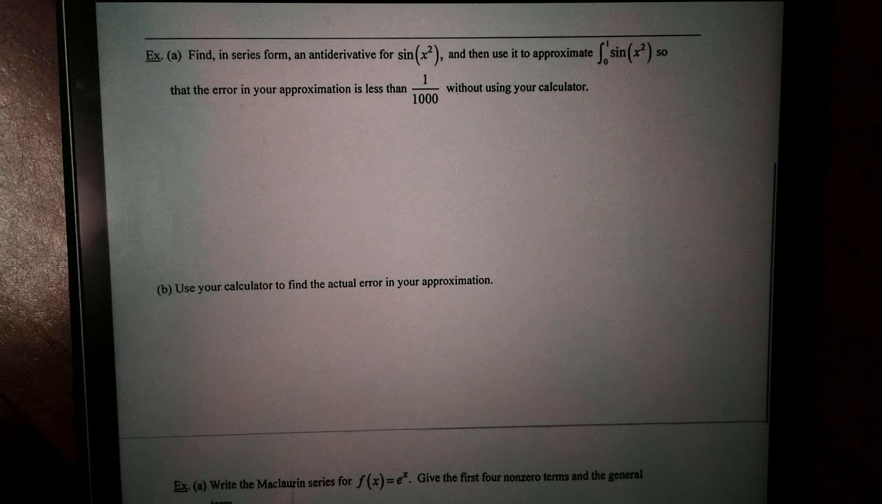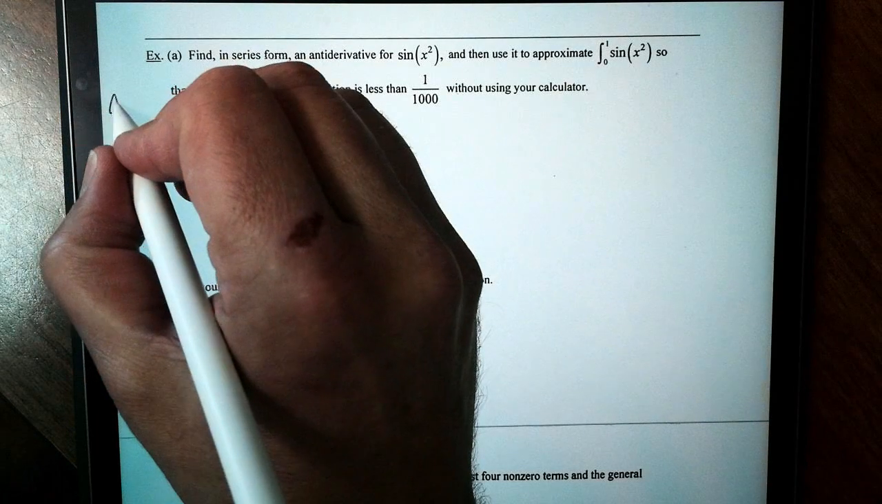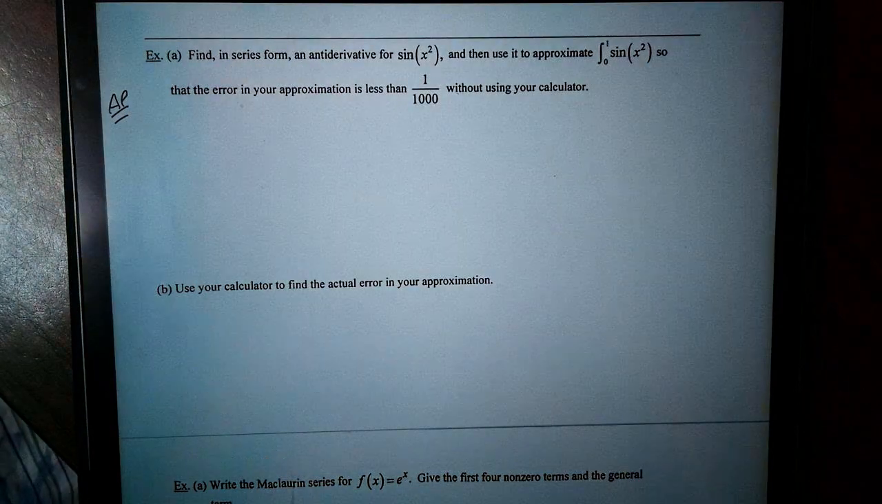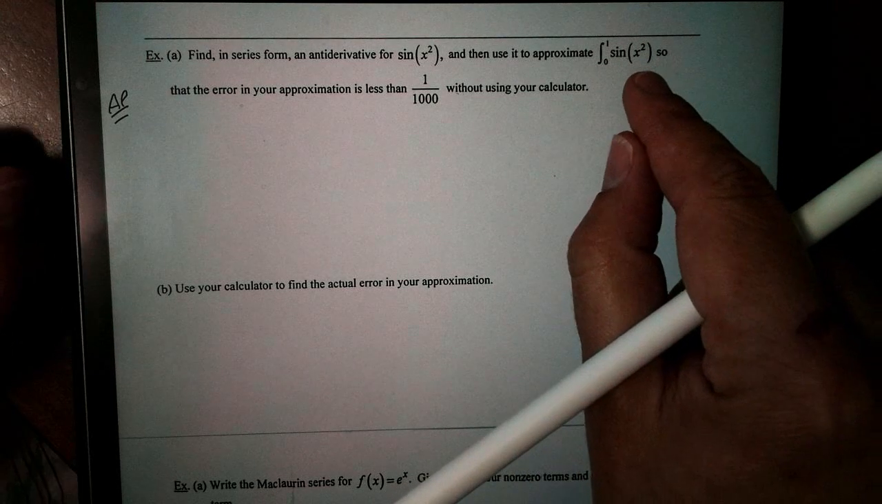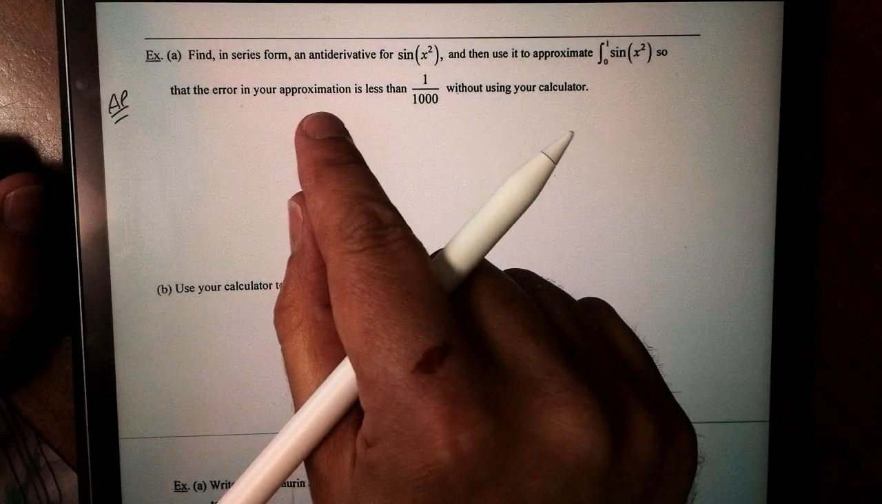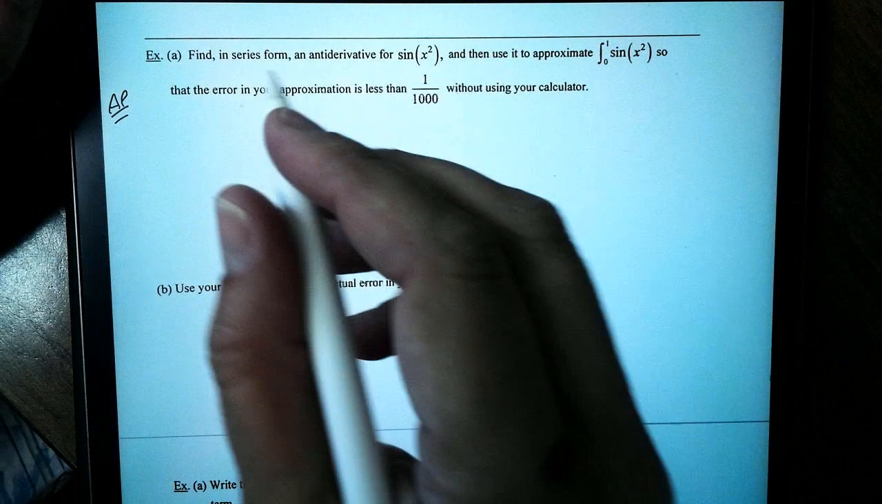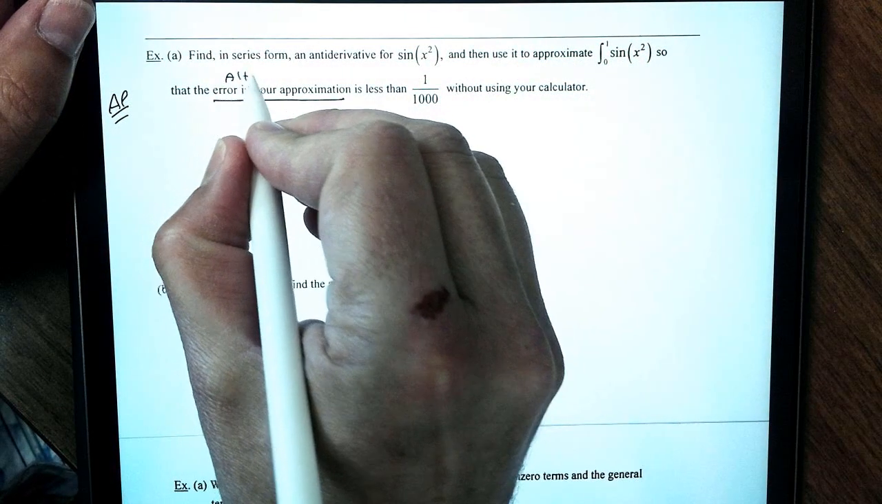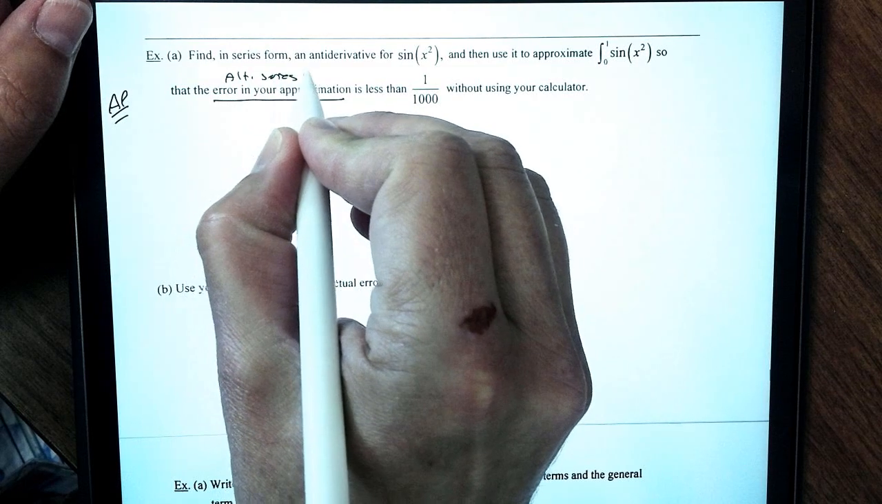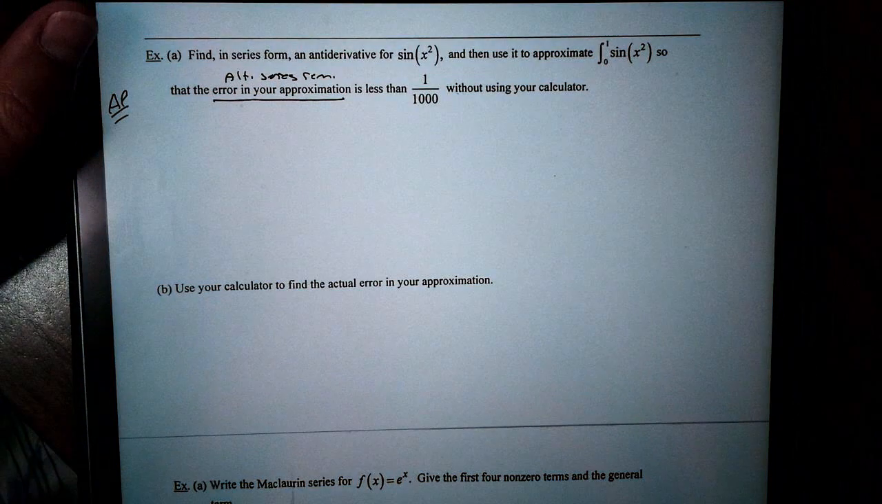Now this is like an AP type question right here, where they're going to ask us to find the integral from 0 to 1 of sine of x squared, so that our error is less than 1 over 1,000. So again, this is our alternating series remainder.